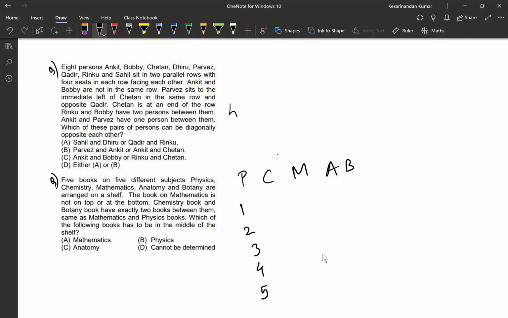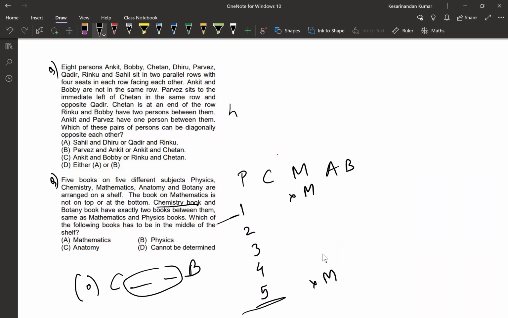So the book on mathematics is neither on top nor at bottom. So maths cannot come here, not come here. This is the bottom and this is the top. Chemistry book and botany book have exactly 2 books between them. Which one is up, which one is down, we'll see later. For now, this is the information currently we have.